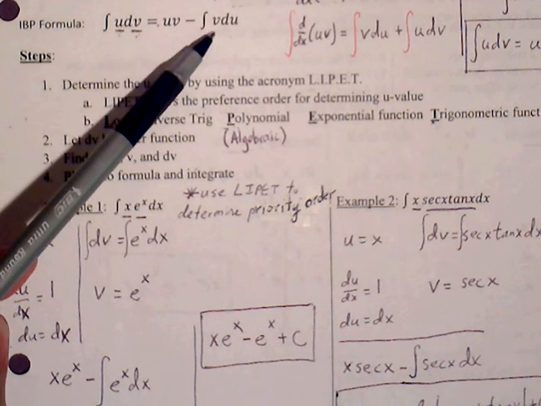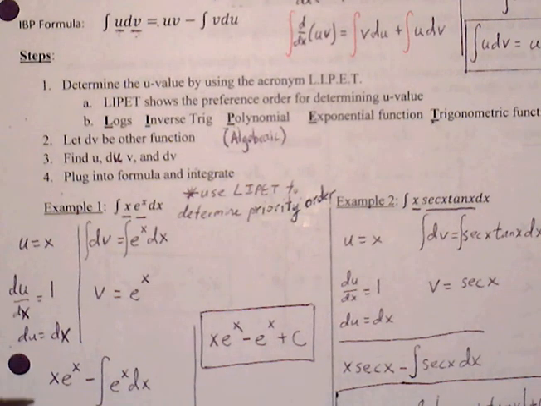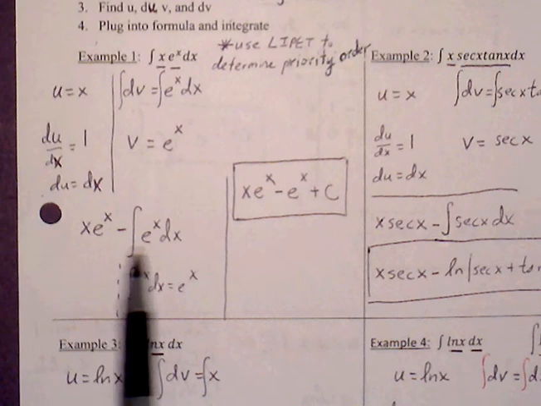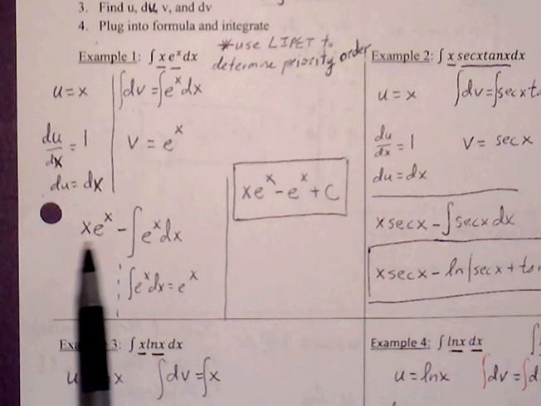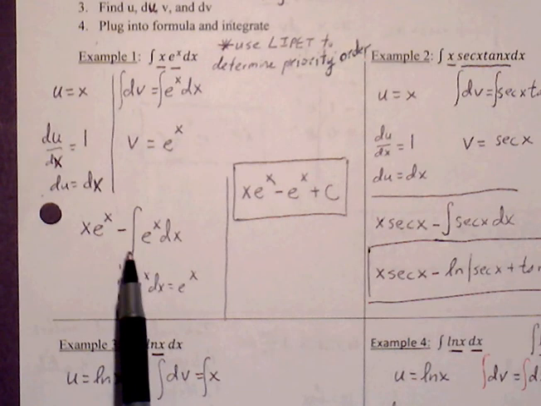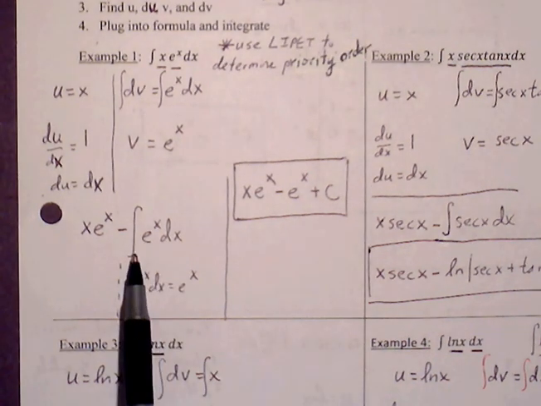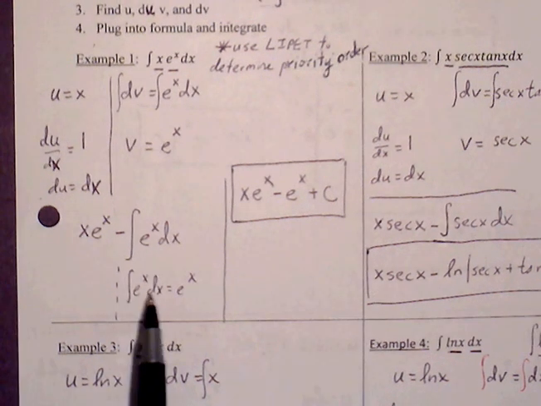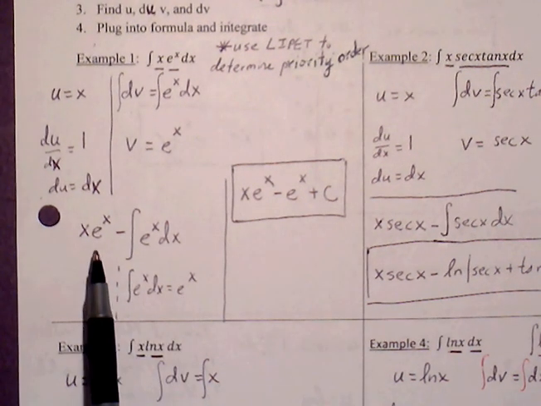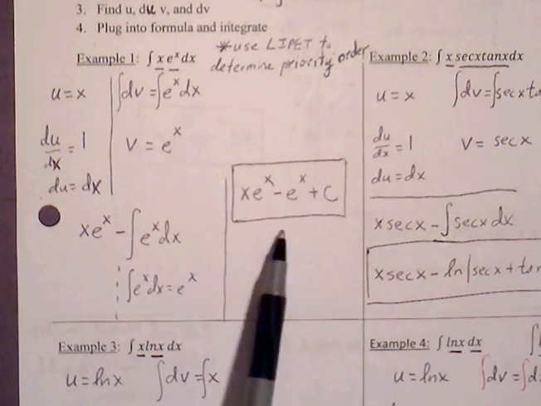minus the integral of v times du. So that's e to the x times dx. Okay. So we just have to resolve this portion. So this is done. There's nothing else to do here. However, we have the integral of e to the x that we still need to take care of. So we know the indefinite integral for e to the x is simply e to the x. So then we're left with x e to the x minus e to the x plus c.